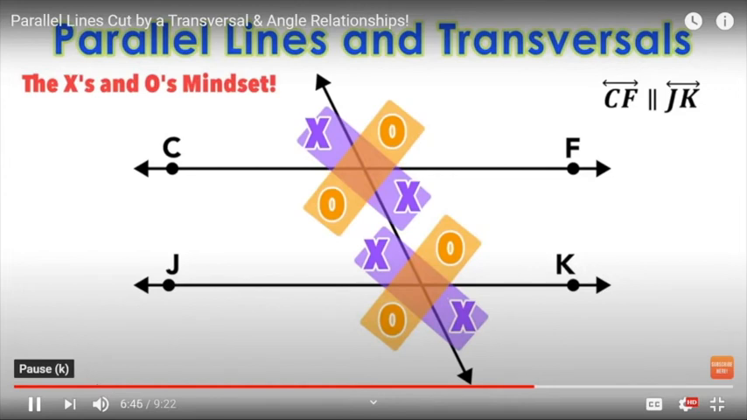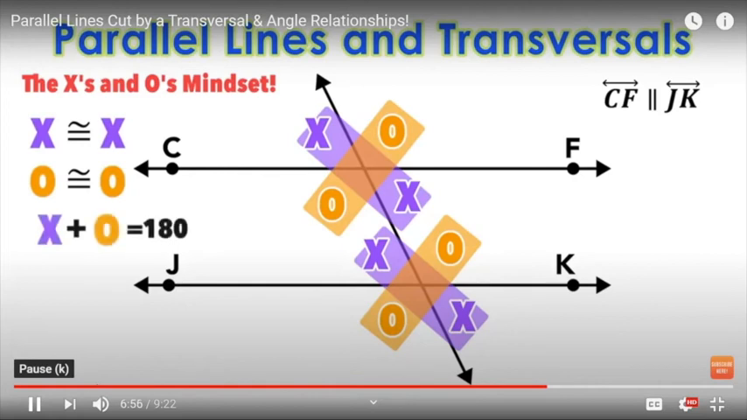Now, with this visualization in mind, we can conclude that all the angles labeled with an X are congruent to each other. All the angles labeled with an O are congruent to each other. And any combination of an X and an O angle will have a sum of 180. So any XO combo represents a linear pair.